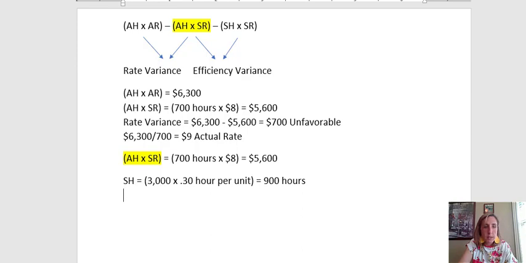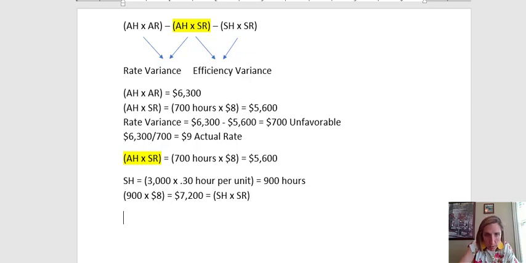I'm going to take that 900 hours, which represents the SH, and I'm going to multiply it by the standard rate of $8 an hour. That was our standard rate. And I would see that the last part of my formula equals 7,200. So then I'm going to compare this right here was actually the standard hours times the standard rate.